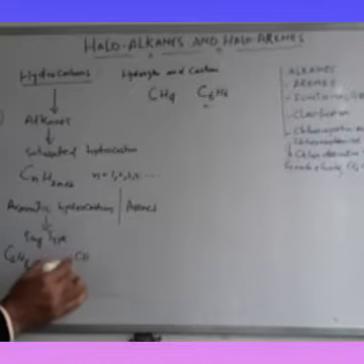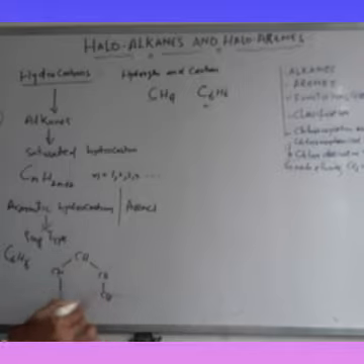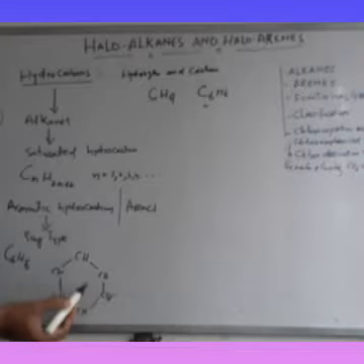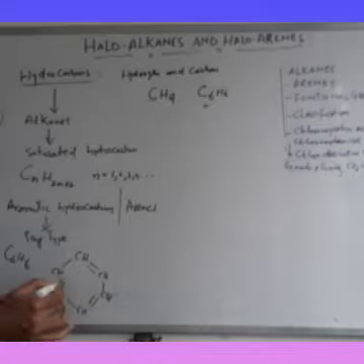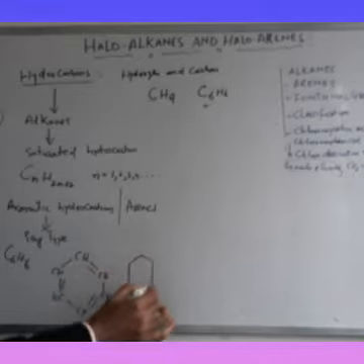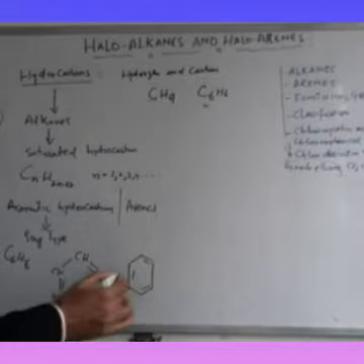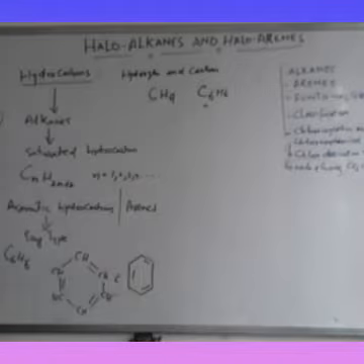इसको हम ऐसे भी लिख सकते हैं. This contains alternate single and double bonds, double, single, फिर double. So इसको ऐसे भी लिख सकते हैं या simply हम ऐसे भी लिख सकते हैं इसको. This is the benzene ring with alternate single and double bonds. So the simplest arene is benzene.